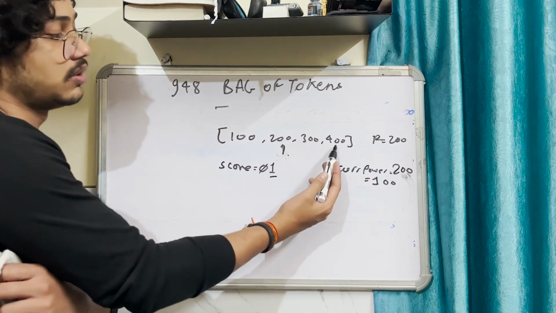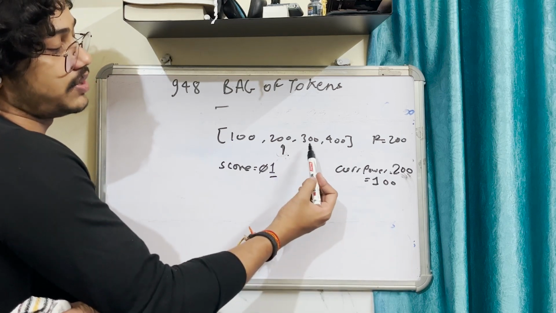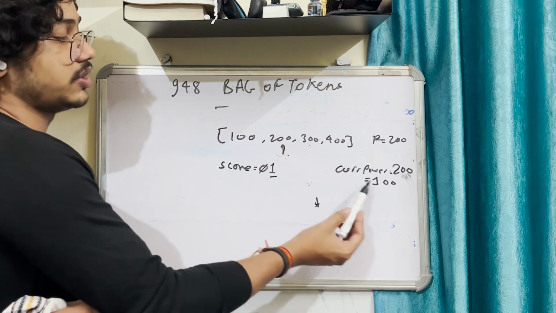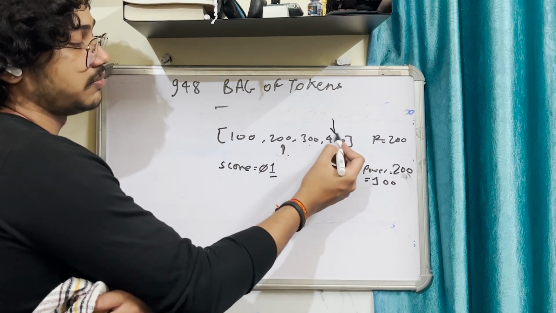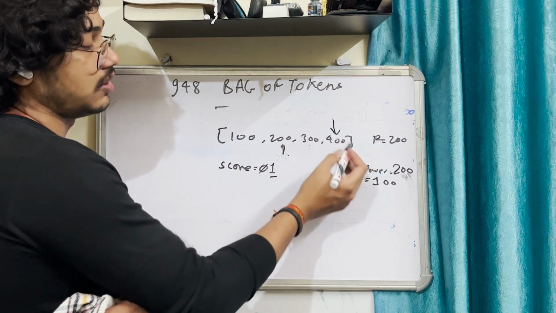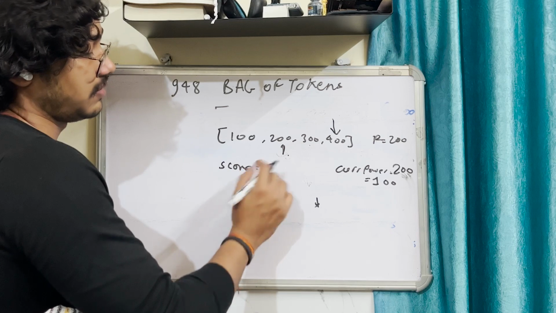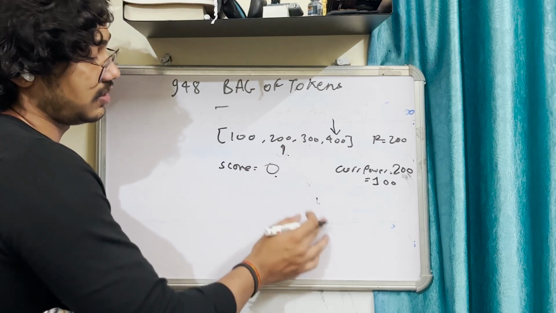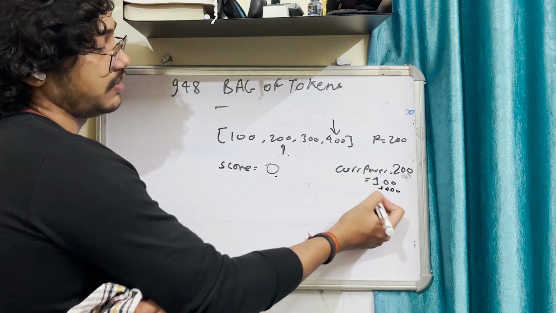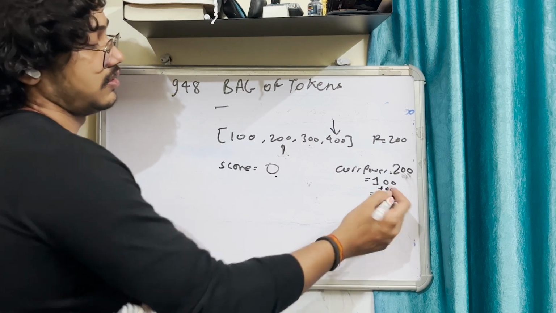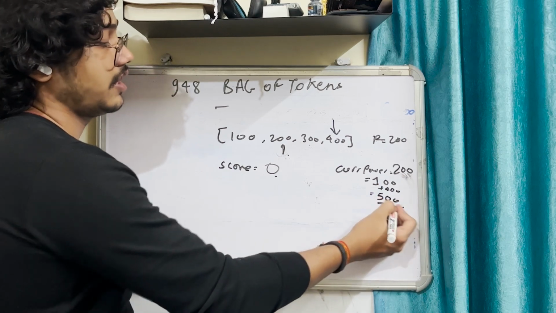Like if we get 400, our current power will change to 500. But if we change with 300, our current power will just change to 400. So we want to get maximum power. So we'll do the transaction with this. So we'll reduce our score by 1. It will change to 0. Hope you are understanding. And current power will change to 100 plus 400, which will be 500.